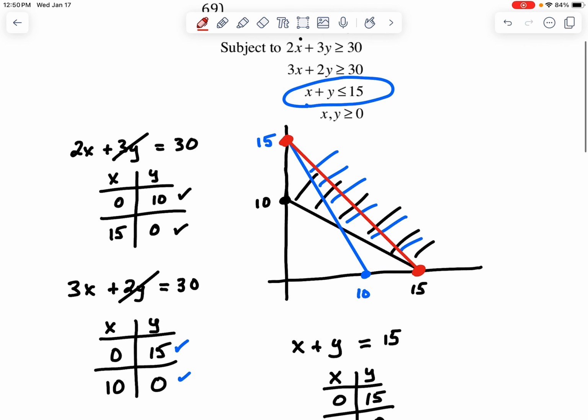All right, now with the shading for that one, it's got less than or equal, so that means it has to be under the red line. So that means that it's basically this region in here that is the region that we're talking about.